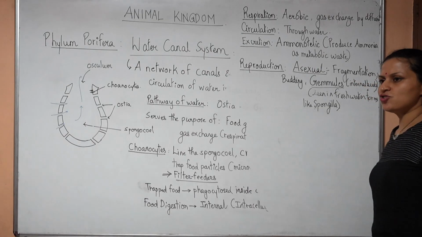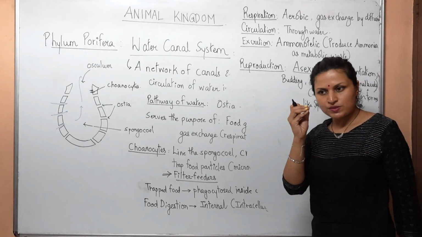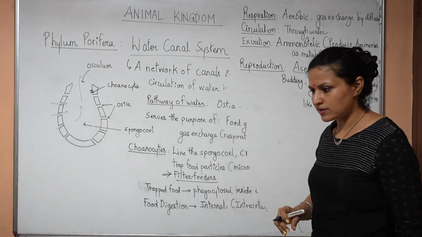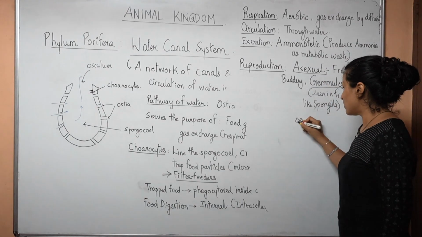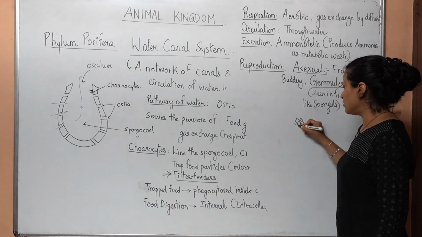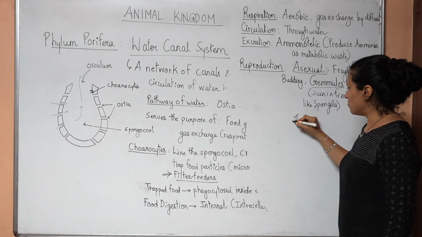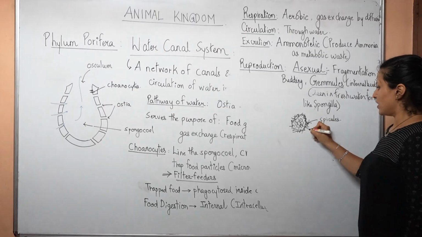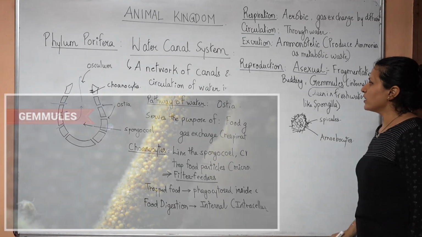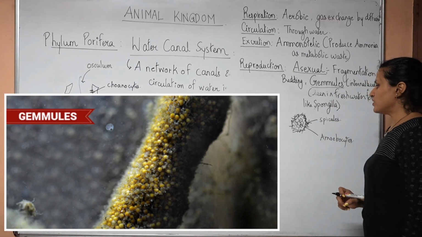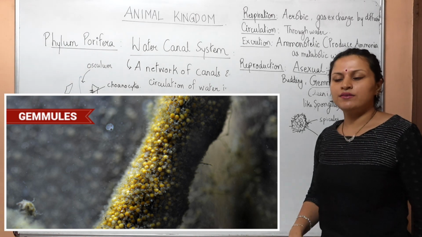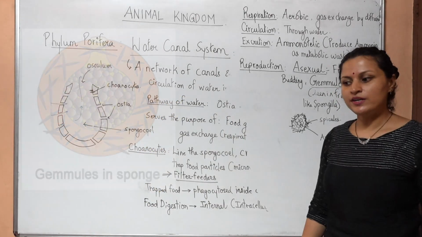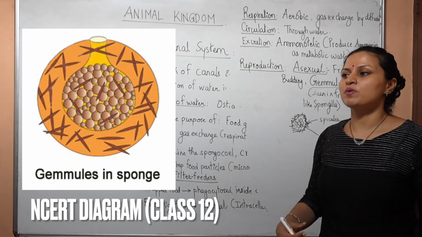What happens in gemmules is that you know about the amoebocytes that are there in the mesohyl layer, isn't it? They will make a compact mass of amoebocytes which will be surrounded by, can you tell me what are these? These are the spicules. And these are the amoebocytes. Small rounded bodies they will look like, and they will be dispersed into the water. Internal buds they are called.